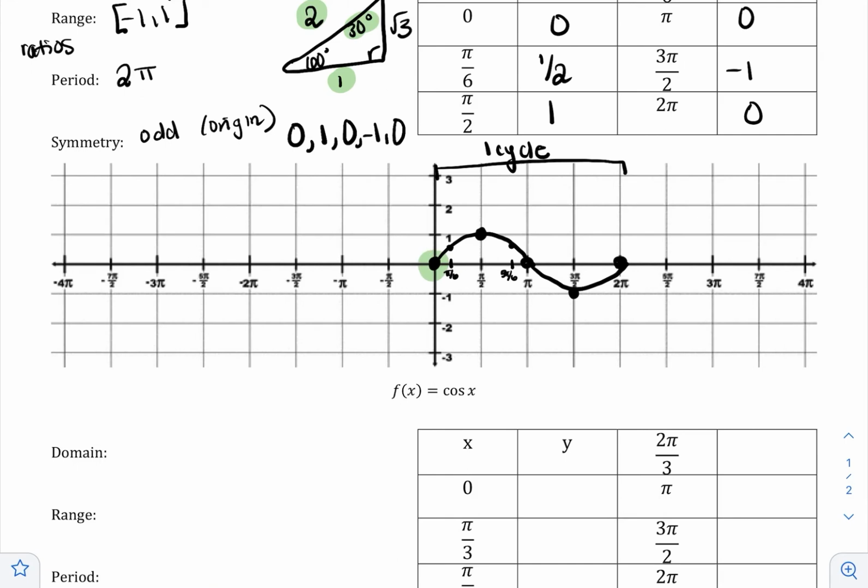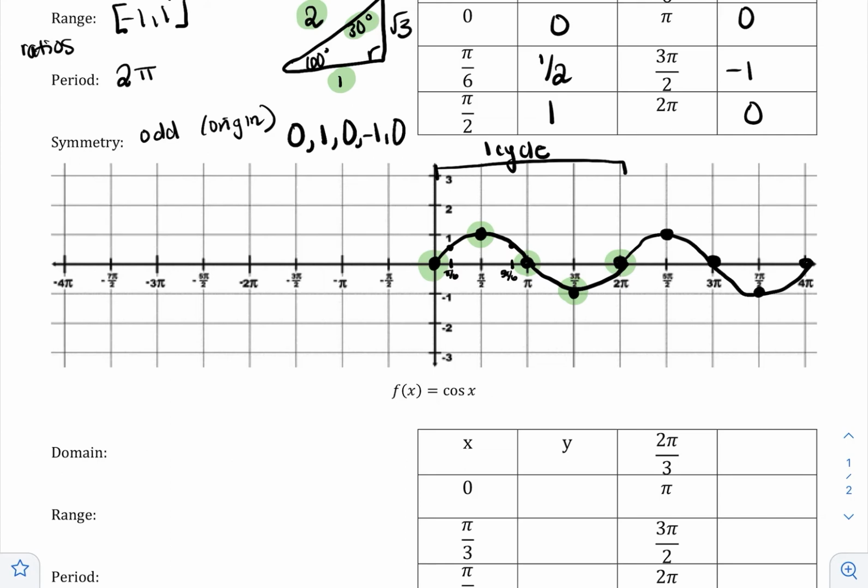So what I'm looking at is these points right here. So 0, 1, 0, -1, 0. Then we're going to repeat the pattern. So I'm going to go to the right, so I'm at 0. I'm going to go up to 1, then to 0, then to -1, and then to 0. And I would keep doing this forever, but I'm out of space on my graph.